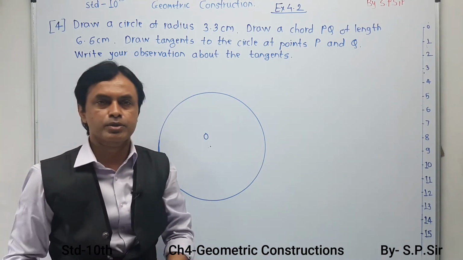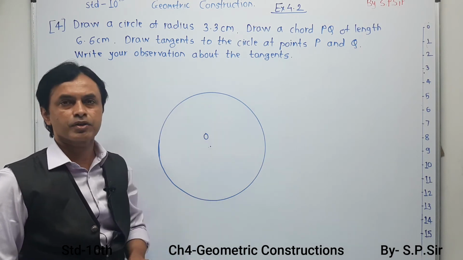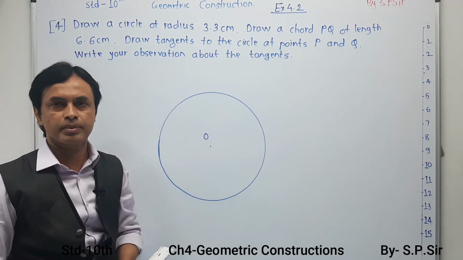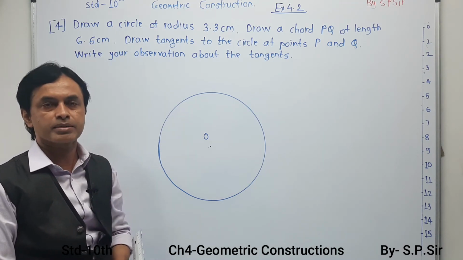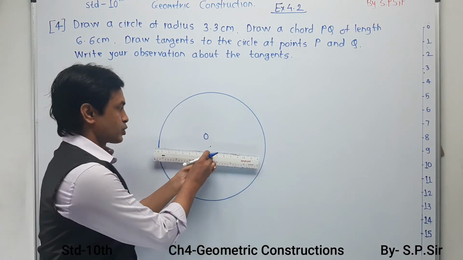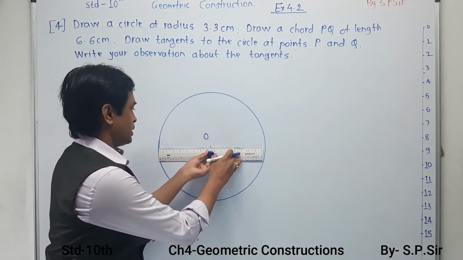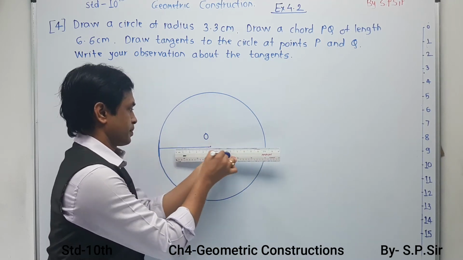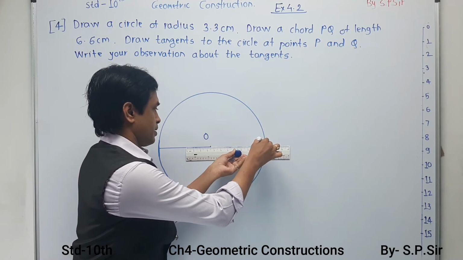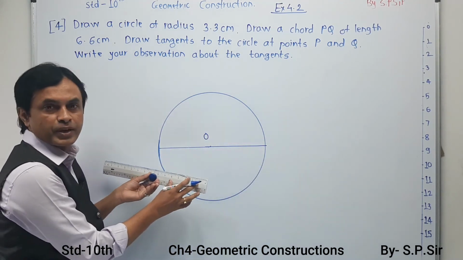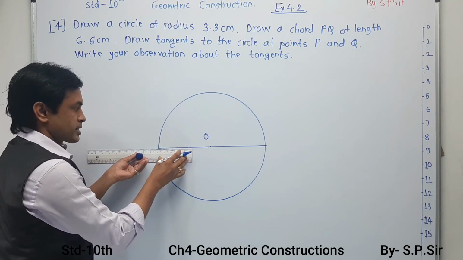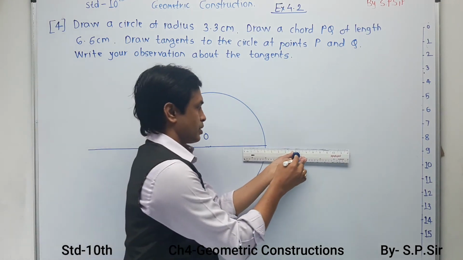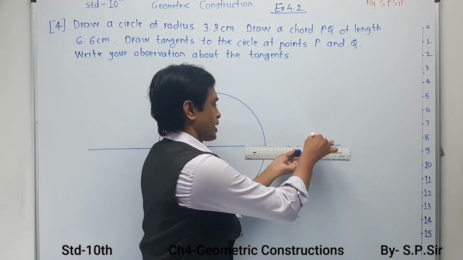As per their condition, this circle has a radius of 3.3 centimeter and we have to draw a chord PQ of length 6.6 centimeter. Naturally it is double the radius, meaning it is actually a diameter. So here, taking a part in the form of a diameter. Now do a little favor, students: extend this radius or diameter outside the circle also, because we have to draw tangents over here.